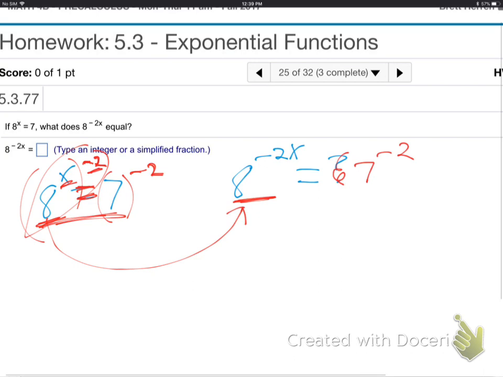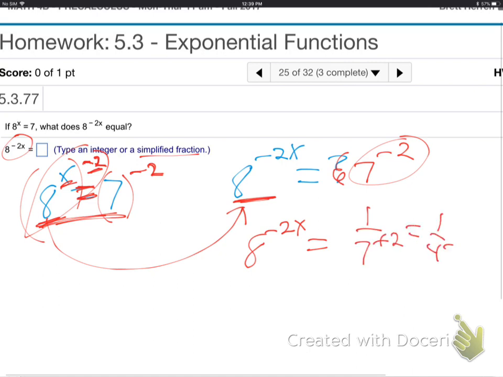And they're asking me, what does 8 to the minus 2x equal, please? It equals 7 to the minus 2. But they want a simplified fraction. So how do you simplify that fraction? What's a negative power do? Flips it. 1 over 7 to the positive 2, meaning 1/49. Done. That was kind of a weird question, huh?